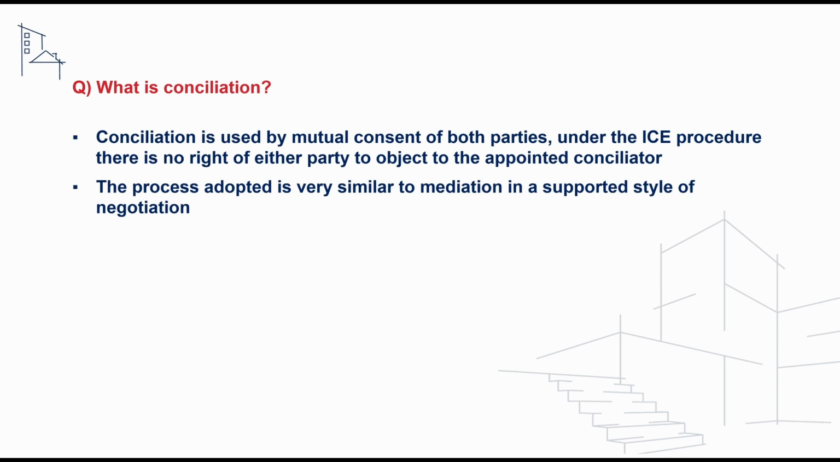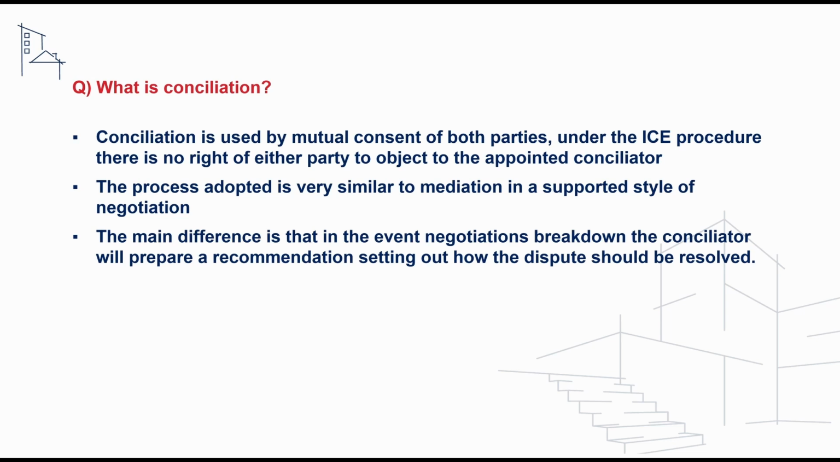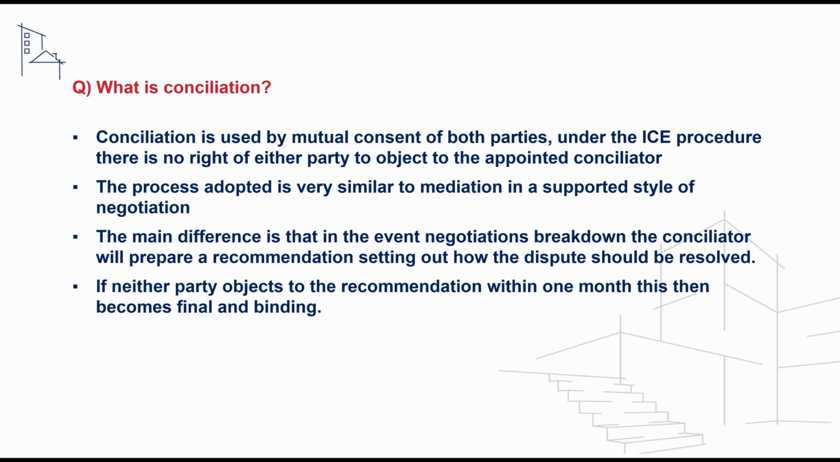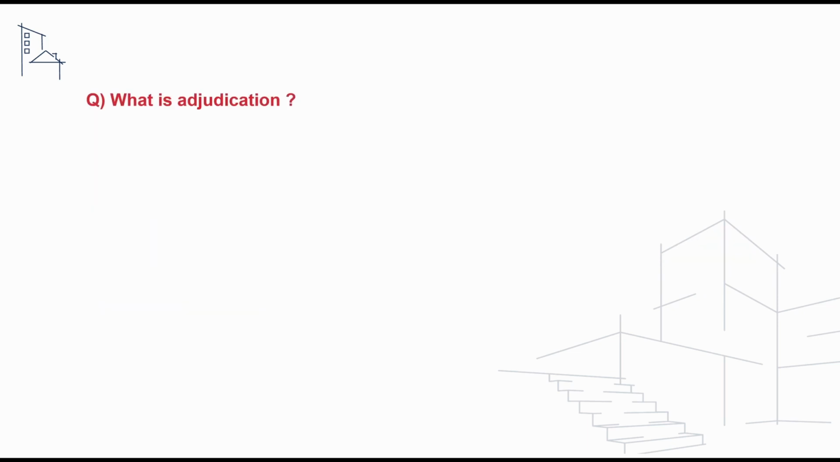The process adopted is very similar to mediation in a supported style of negotiation. The main difference here is that in the event negotiations break down, the conciliator will prepare a recommendation setting out how the dispute should be resolved. If neither party objects to the recommendation within 1 month of the ruling, then this becomes the final and binding decision. The next question we'll take a look at is what is adjudication?